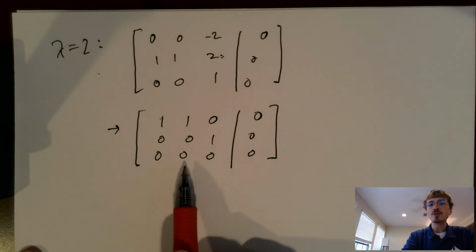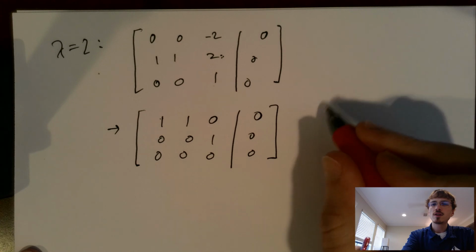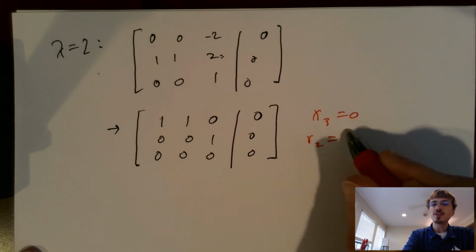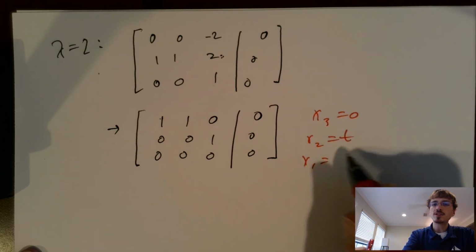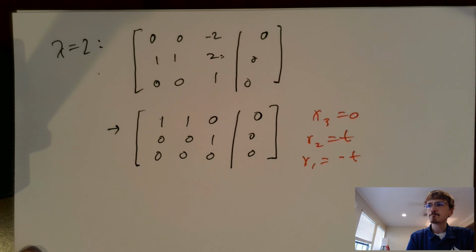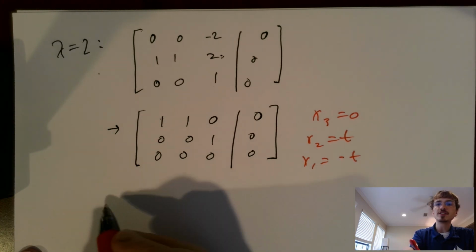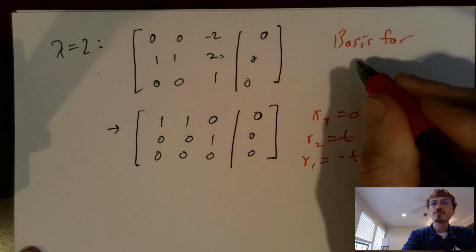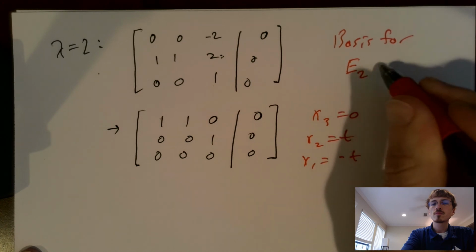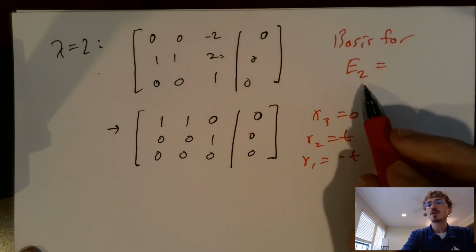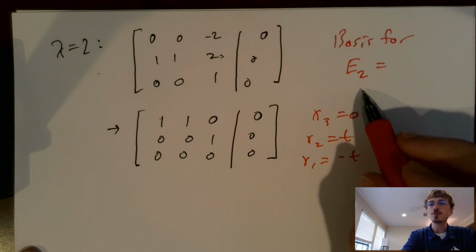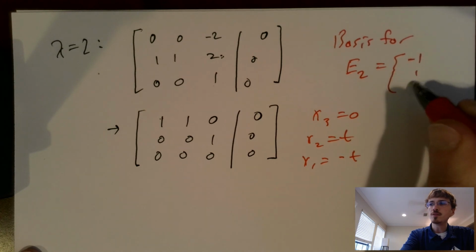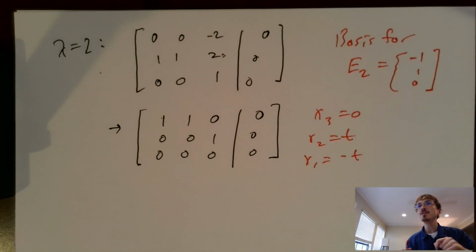And so I have one free variable, don't I? I know that x3 has to be 0. I know that x2 is a free variable. I know that x1 is going to be negative t. And so what's a basis for my eigenspace? E sub 2 is going to be the eigenspace associated with lambda equals 2. And a basis here is going to be negative 1, 1, 0. Easy peasy, right?